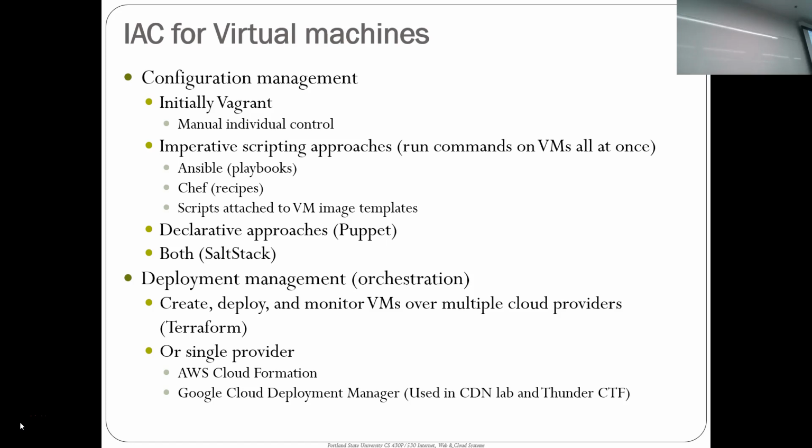And if you have noticed, in both the CDN lab and in the Thunder CTF, we used the Google Cloud Deployment Manager to instantly spawn all of those resources so you could do those labs quickly. So you're not manually deploying any of the infrastructure in these levels. So they're using both of those.